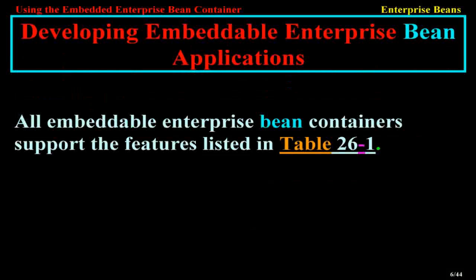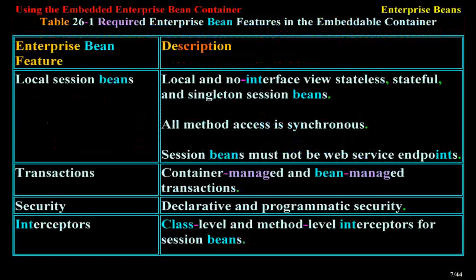Developing embeddable Enterprise Bean applications. All embeddable Enterprise Bean containers support the features listed in Table 26-1. Table 26-1, required Enterprise Bean features in the embeddable container. Enterprise Bean feature, description: local session beans, local and no-interface view, stateless, stateful, and singleton session beans. All method access is synchronous. Session beans must not be web service endpoints.